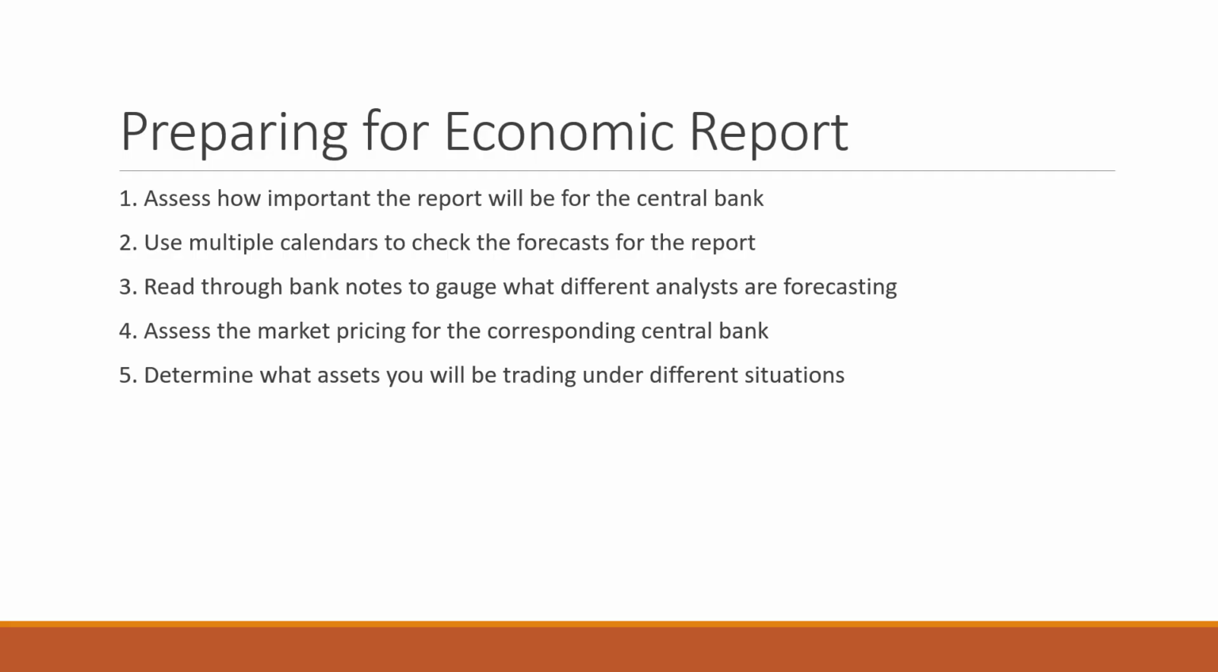Because again, let's say Forex Factory is predicting an unemployment rate, they're showing a forecast of 4%. But then you look at Goldman Sachs and Citibank and they're both forecasting 4.2. And then you see, let's say, Morgan Stanley forecasting 3.9.